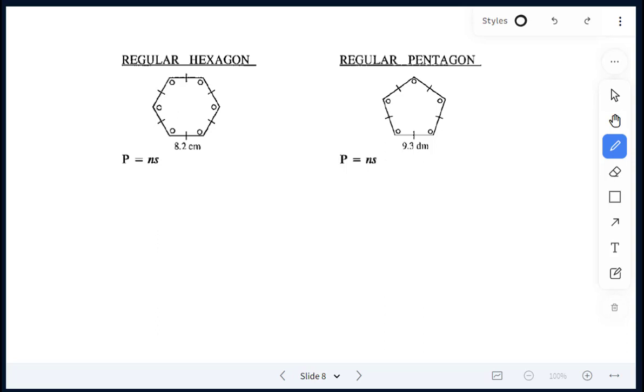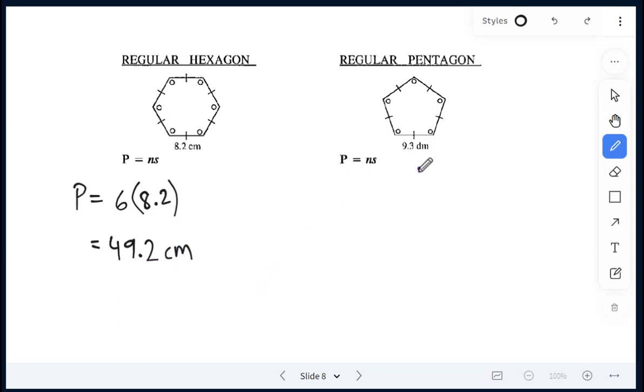So here, when we're looking for the perimeter of regular polygons, we have a hexagon. A hexagon is six-sided, and in this case, shown by the tick marks as well as these showing the angles, we know that all the sides are the same. So n represents the number of sides. There are 6 sides in a hexagon. And then s represents side length, so 8.2. We just multiply that to give us 49.2, and our units are centimeters.